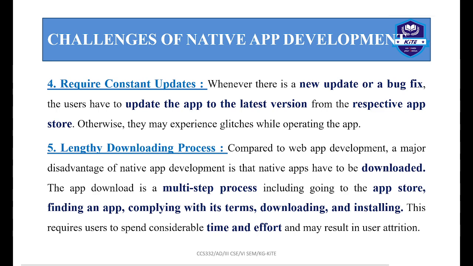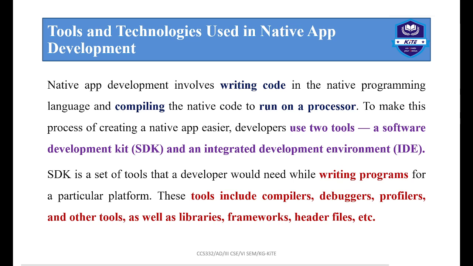Lengthy downloading process. Compared to web app development, a major disadvantage of native app development is that it has to be downloaded. So it has to follow a multiple-step process to download that particular app, starting off with the app store, finding an app, complying with its terms, downloading and installing. This requires considerable time and effort, which may result in user attrition. So it has a lengthy downloading process.